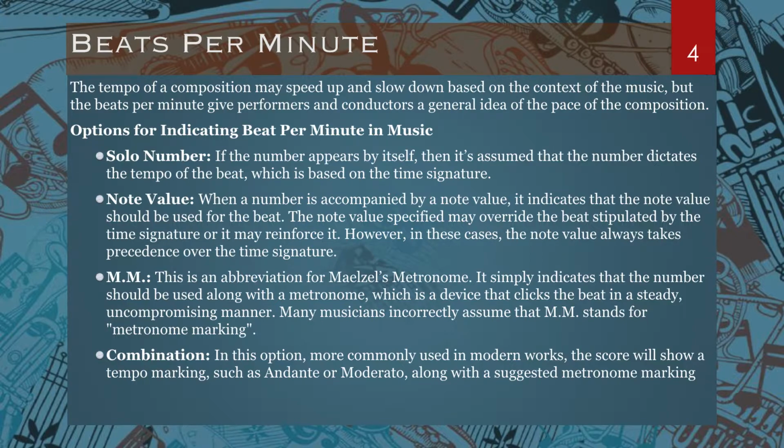You can also use a note value. So when a number is accompanied by a note value, so you might see a quarter note equals 72, it indicates that the note value should be used for the beat. So this is important in a piece that doesn't use the time signature as the tempo. Maybe you have a piece in 4/4, but the tempo marking says half note equals 72. That would indicate that the quarter notes are actually 144. They're twice as fast. So the note value specified may override the beat stipulated by the time signature, or it may reinforce it. However, in these cases, the note value always takes precedence over the time signature.